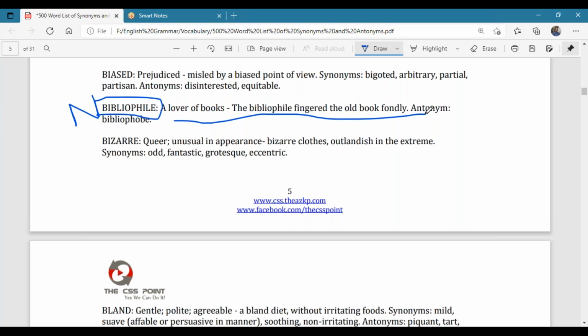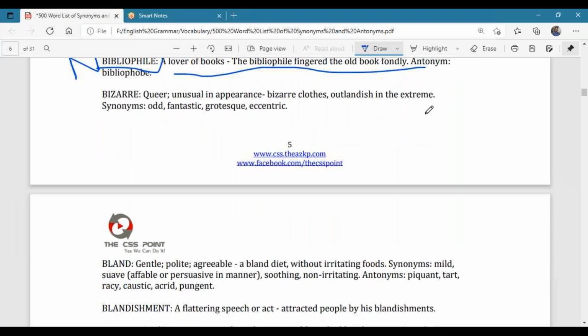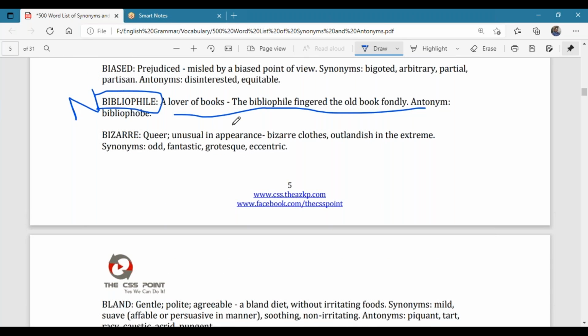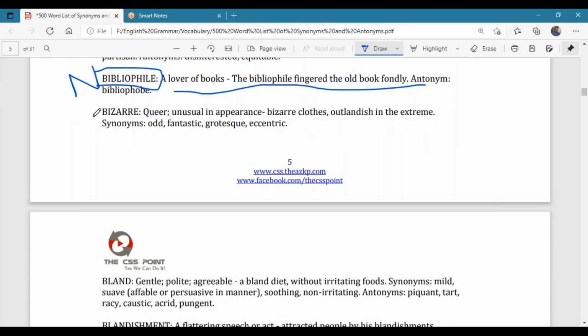So that is what? Bibliomane, bibliolater, bibliophile, in the sense of a person who loves books too much. Okay, bookworm, you can say. There will not be any opposites to that. Okay, there will not be any synonyms of this.